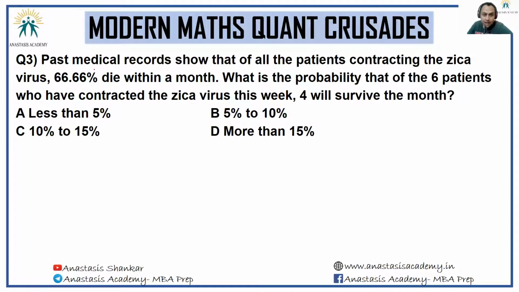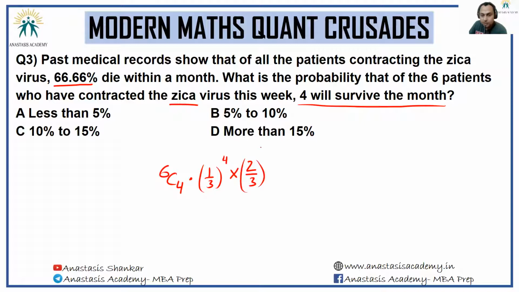Next, past medical records show that of all the patients contracting the Zika virus, 66.66%, 2/3, die within a month. What is the probability that of the 6 patients who have contracted the Zika virus this week, 4 will survive the month? So it would be 6C4, into 4 will survive. So 66.66% die, so 4 have to survive. So 4 people will have 1/3 raised to the power 4, into 2/3 raised to the power 2.